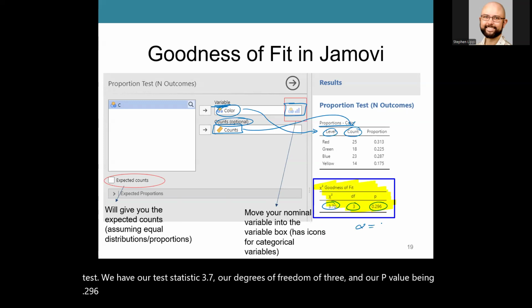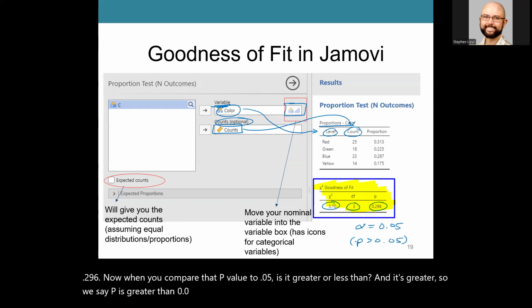Now, when you compare that p-value to 0.05, is it greater or less than? And it's greater. So we say p is greater than 0.05. There's insufficient evidence to conclude that there is a preference between the groups in this case.